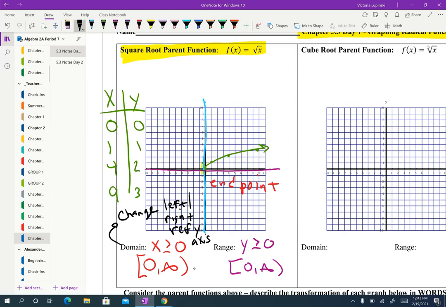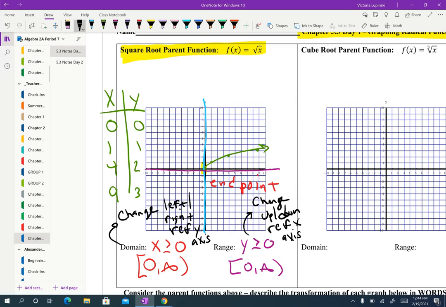Then when it comes to the range, is the range going to change? Yes, the range will change if you move the graph up, down, or if you reflect it over the x-axis. So if you write those down now, you'll be able to keep them in mind going forward.